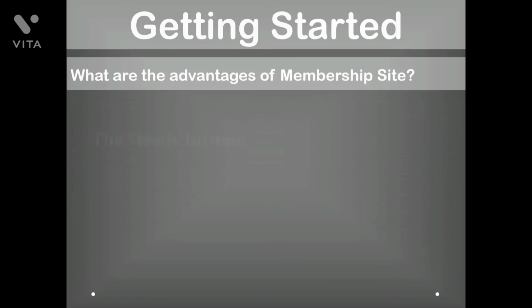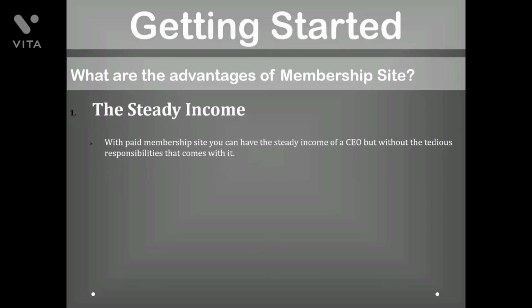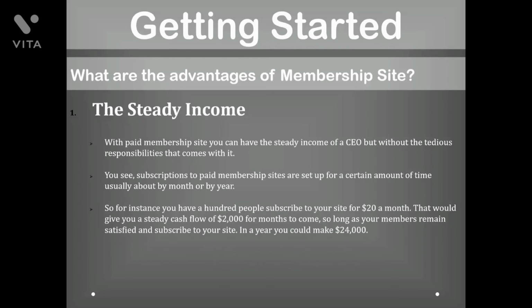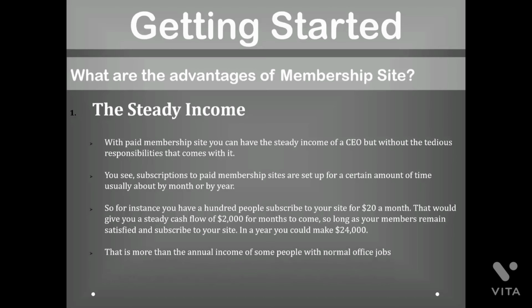With a paid membership site, you can have the steady income of a CEO, but without the tedious responsibilities that come with it. You see, subscriptions to paid membership sites are set up for a certain amount of time, usually by month or by year. So for instance, you have 100 people subscribed to your site for $20 a month. That would give you a steady cash flow of $2,000 for months to come, so long as your members remain satisfied and subscribe to your site. In a year, you could make $24,000. That is more than the annual income of some people with normal office jobs.